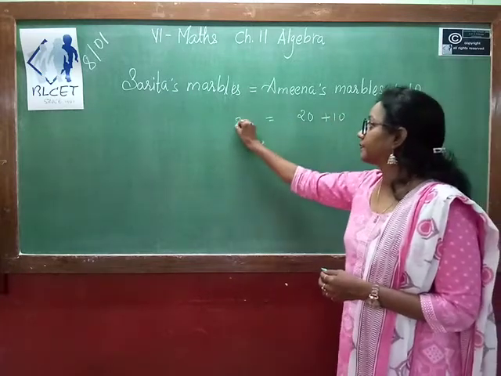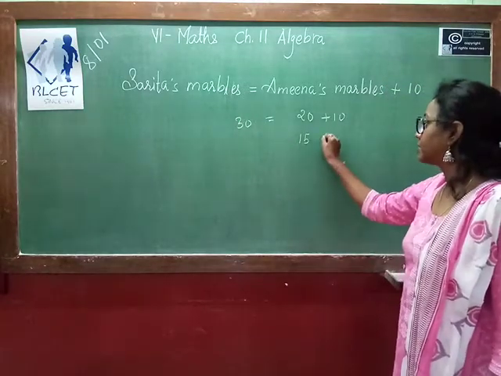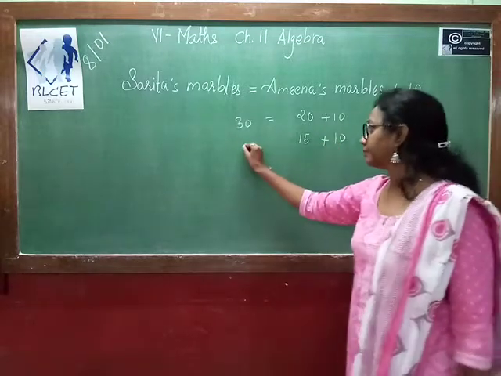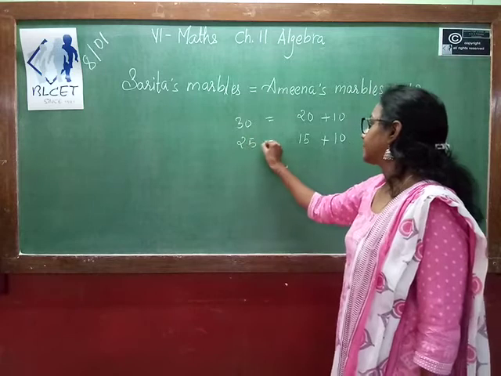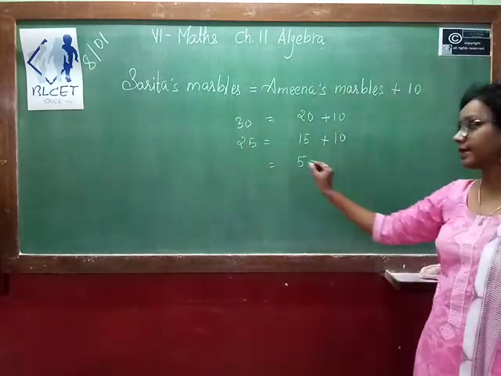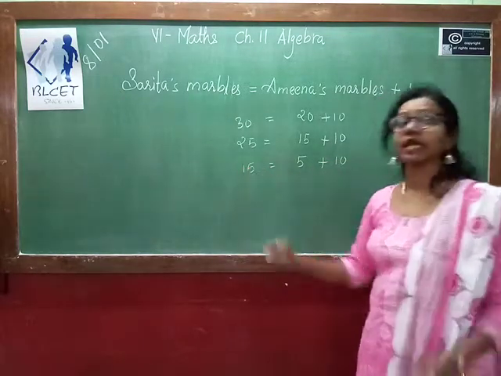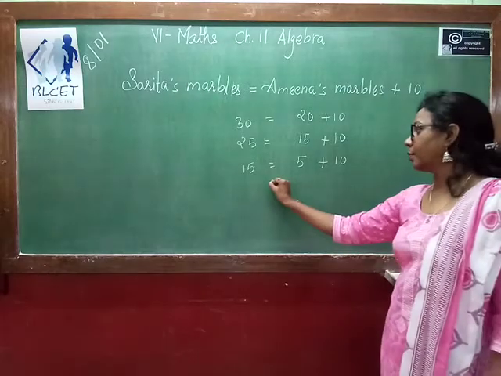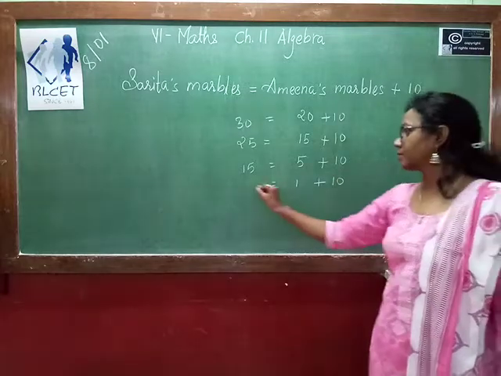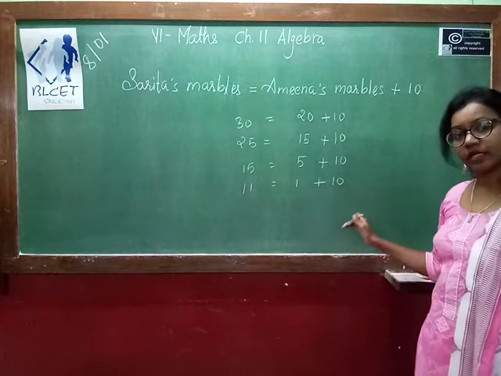So Sarita has how much? 30 marbles. If Amina has 15 marbles, so Sarita has how much? 15 plus 10, 25 marbles. If Amina has 5 marbles, so Sarita has how much? 5 plus 10, 15 marbles. If Amina has 1 marble, then Sarita has 10 plus 1, 11 marbles. So this way you can do the calculation.